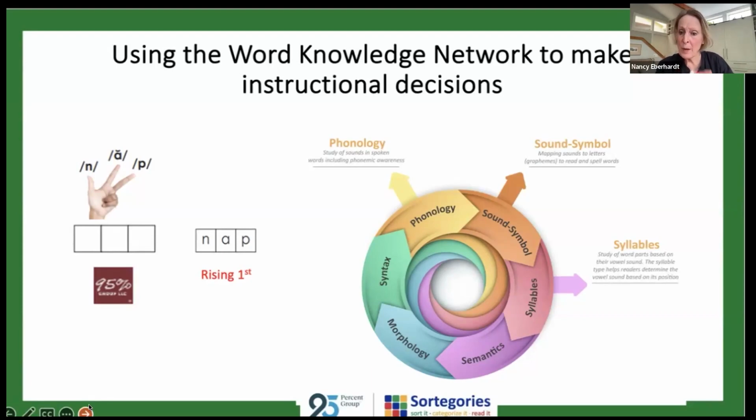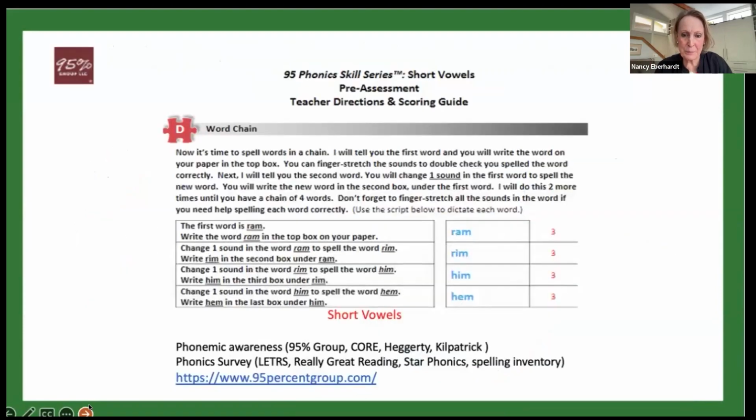So for example, when we're dealing with these first couple of areas on the word knowledge network, the phonology and sound to spelling, there are tasks where we ask students to segment the sounds in a spoken word like nap, and we go n-a-p. Can they do that? Can they show that they know how many sounds that they're hearing in that word? Then, of course, the next step is, can they associate the correct letter symbol or symbols to represent that sound? And that's where we are at the phonics, phonology sound symbol level.